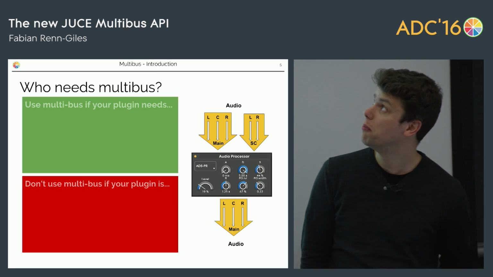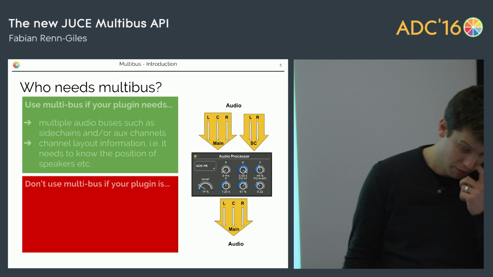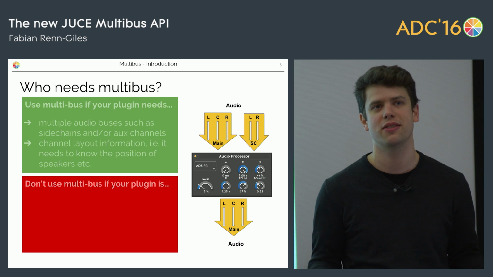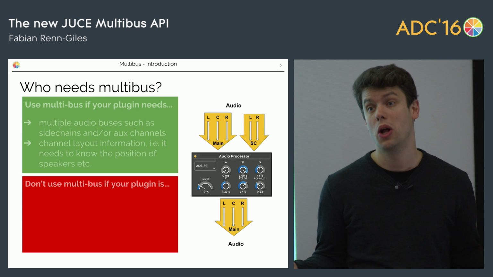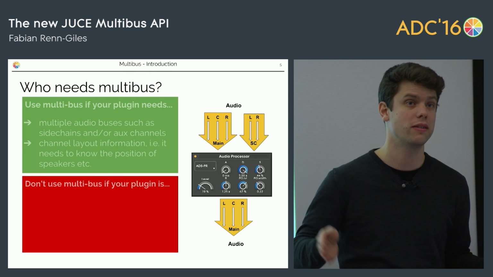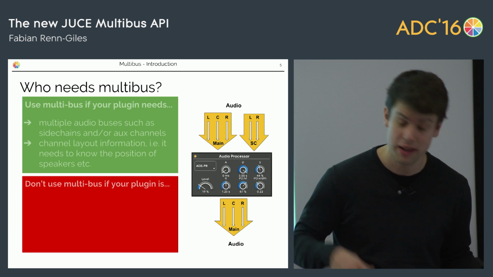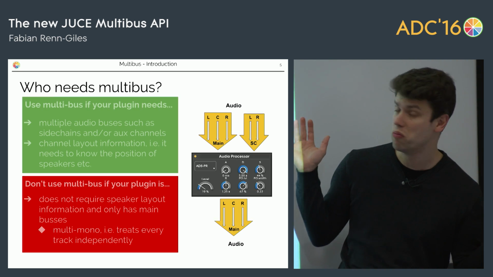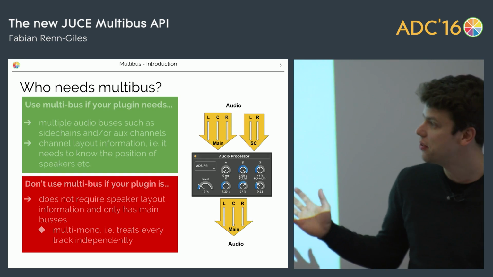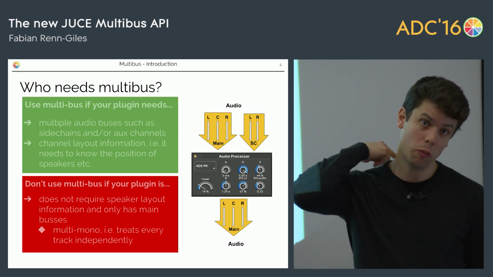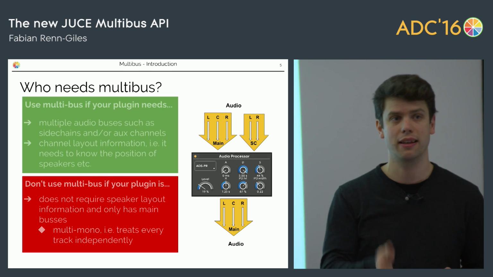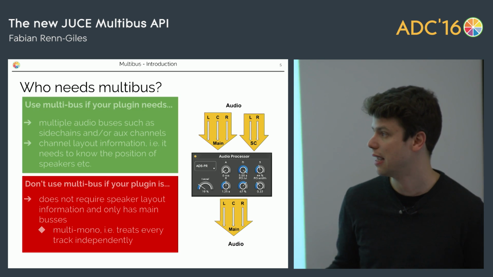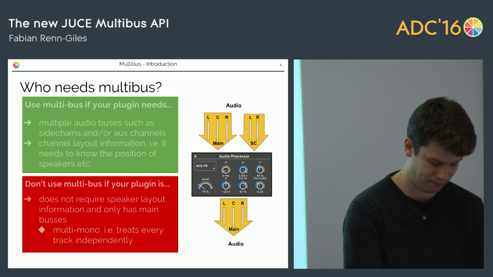So who needs Multibus? Who should be using this? Well, if your plugin has multiple audio buses, as the name implies, then you should be using Multibus. So if you have any side chains or aux channels, if you need to know which speaker is which, so you need to know, is this a center speaker or a left surround speaker, then you need to be using Multibus. And on the contrary, if your plugin does not need any of that information, then it's just a pain using Multibus. You don't need to. In particular multi-mono plugins, so plugins that treat every channel exactly the same, like a gain plugin or an equalizer usually treats every channel exactly the same. For those, you don't need Multibus.